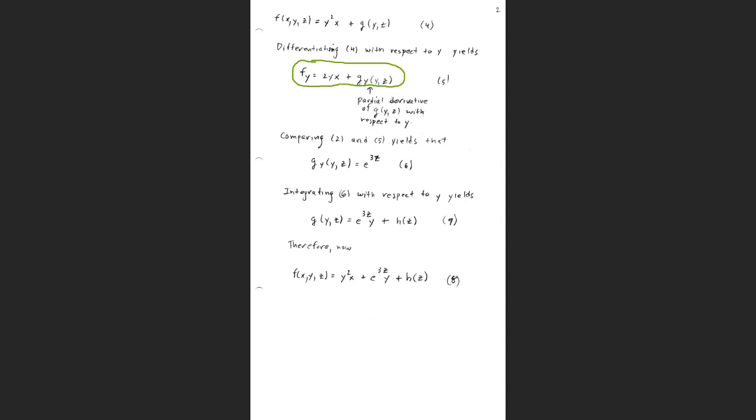Notice this is not g prime of y, because g is a function of y and z. So when you differentiate it with respect to y, it's a partial derivative, and I'm using that notation appropriately. I believe, Alexander, you might have had a question on that at office hours. So far, are you comfortable, Alexander?